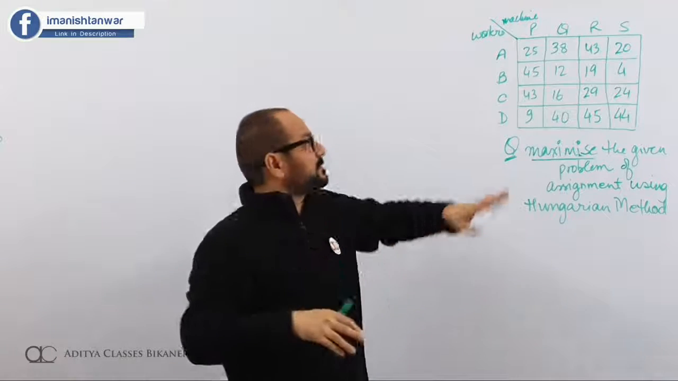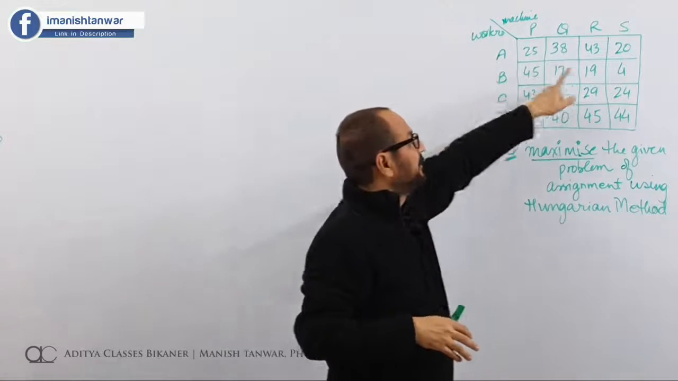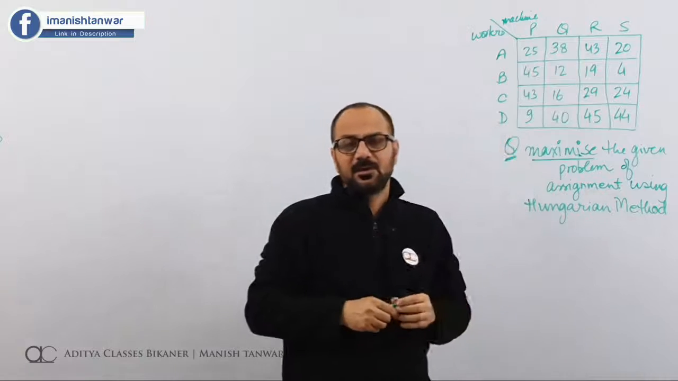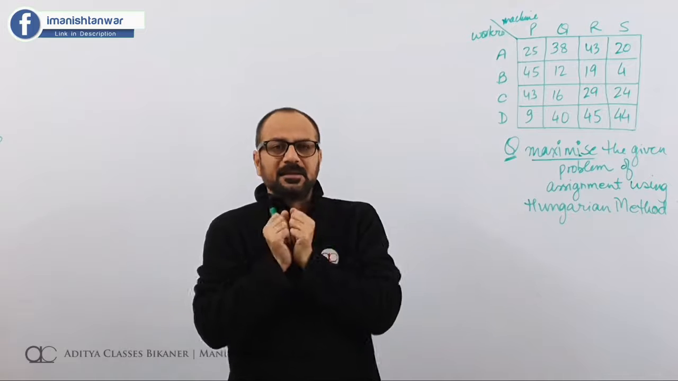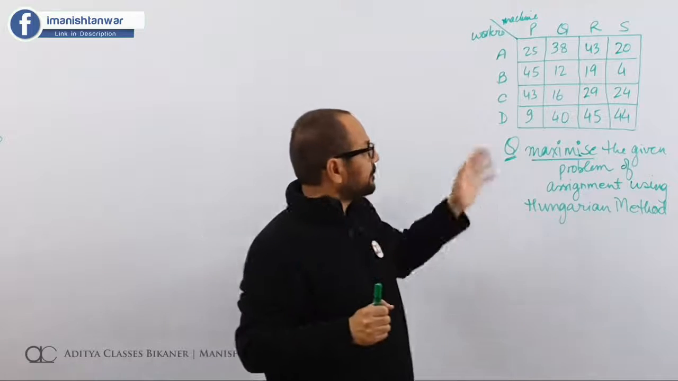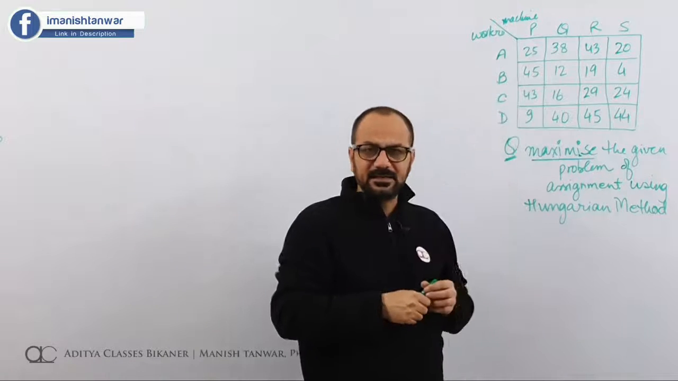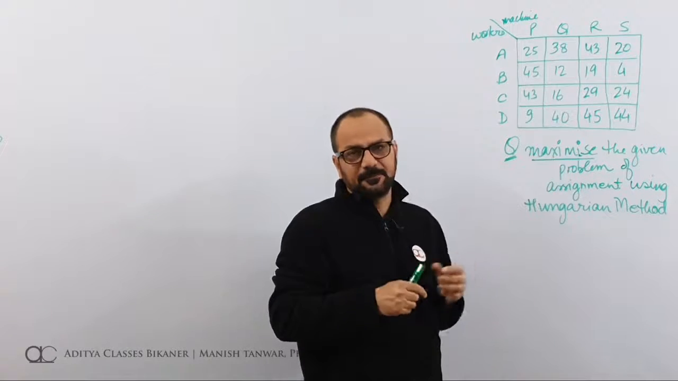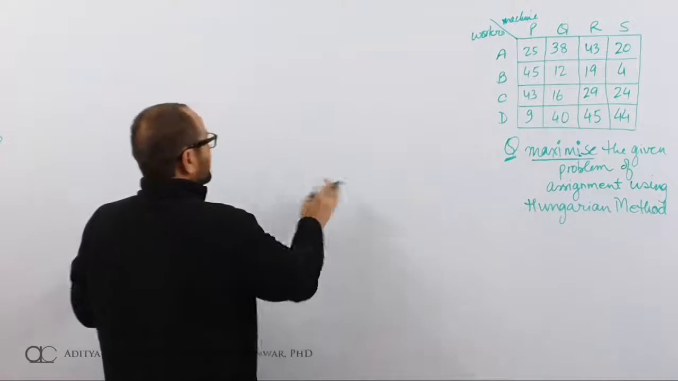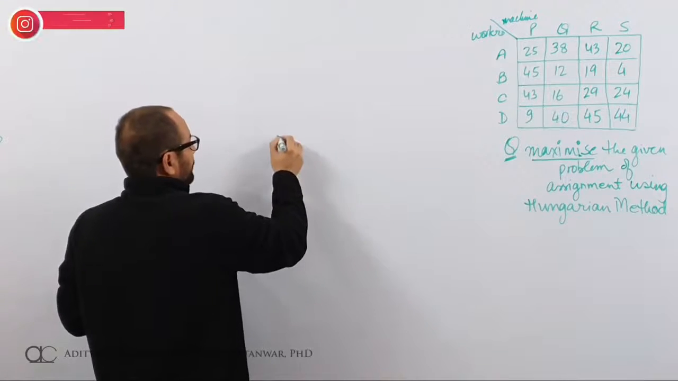So what is the best possible assignment for worker A? Definitely 43 is the best. Worker A should go to machine R. Then he'll give me maximum profit. So we'll try to assign this completely, but keeping in mind that we wish to maximize. Now let us understand a small concept over here.